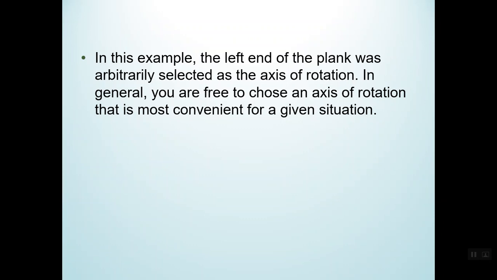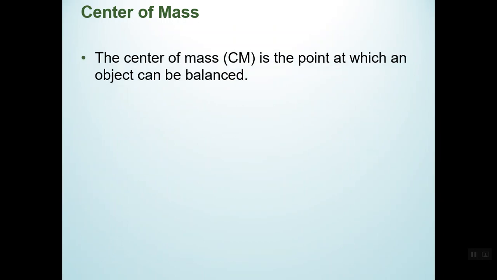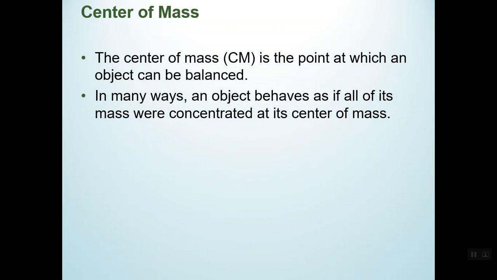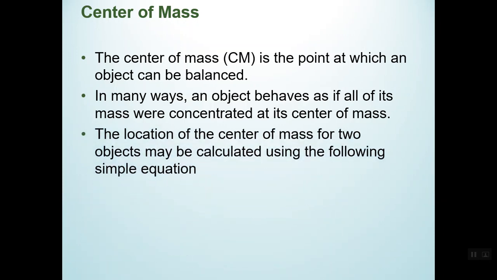Now we will describe a new term. It's called the center of mass. The center of mass, indicated as Cm, is the point at which an object can be balanced. In many ways, an object behaves as if all of its mass were concentrated at its center of mass. The location of the center of mass for two objects may be calculated using the following simple equation: X center of mass is equal to m1 x1 plus m2 x2 divided by m1 plus m2.